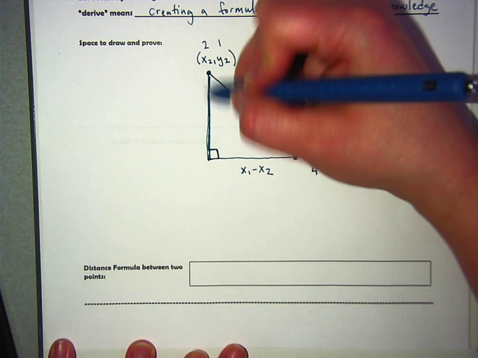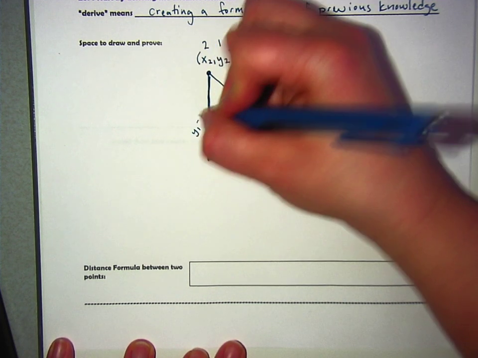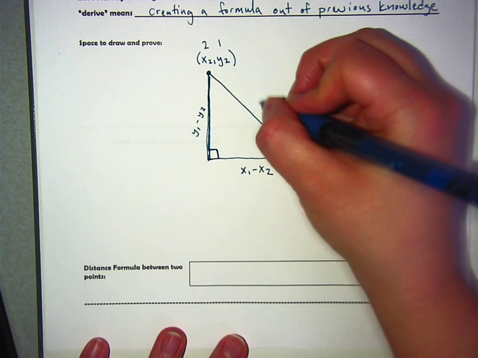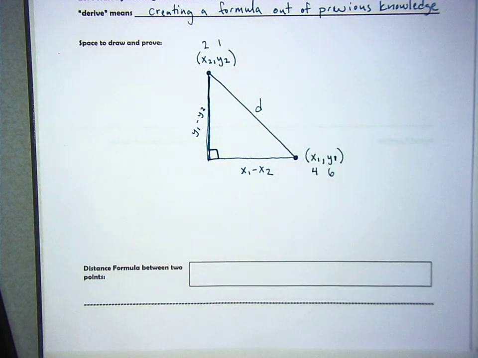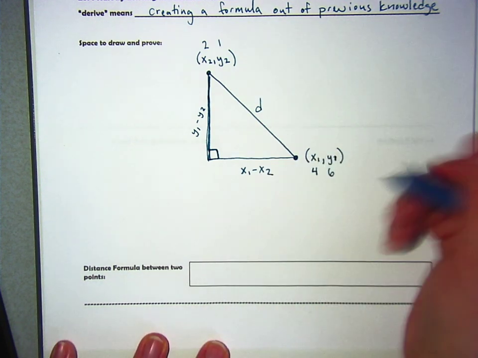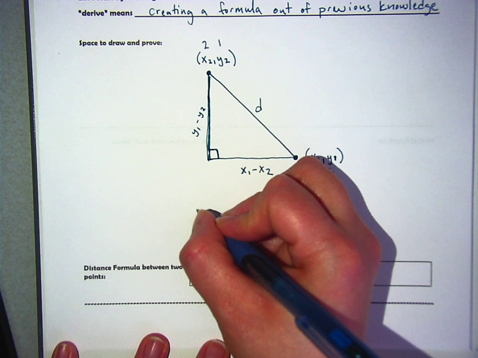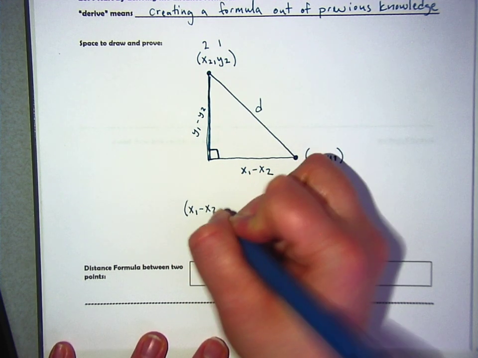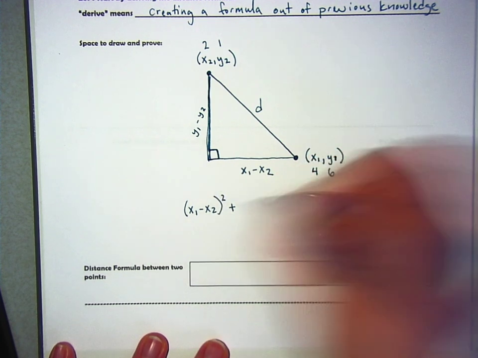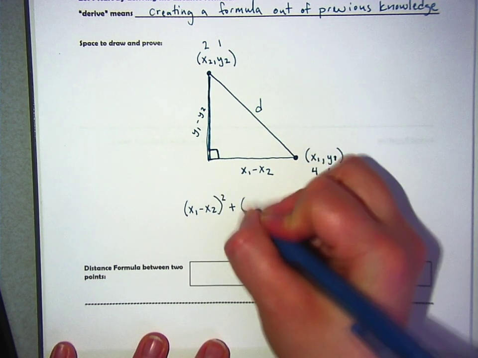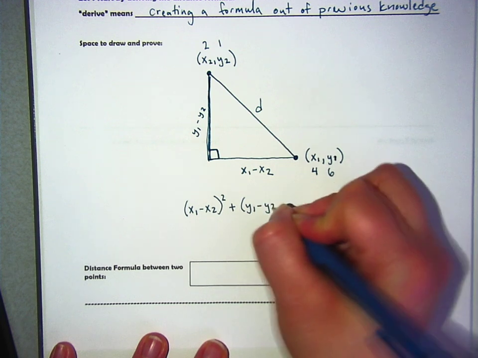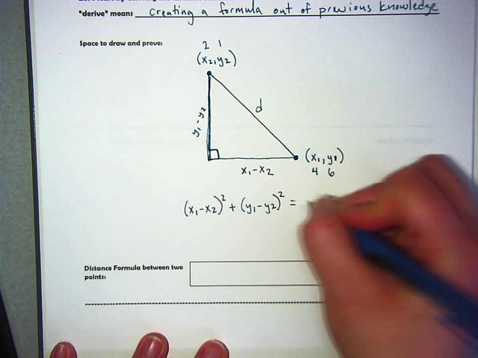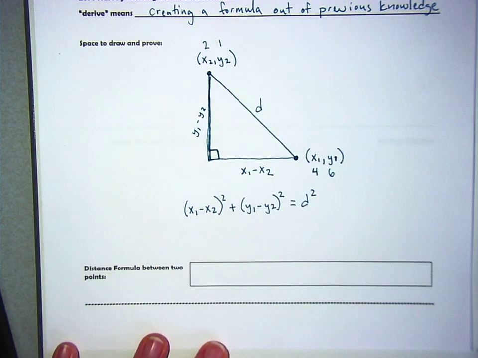And then how about here? This one's y1 minus y2. And this is what we're trying to figure out, d for distance. I definitely know the relationship between the sides and the hypotenuse in a right triangle. It is a squared plus b squared equals c squared, says Alondra. (x1 minus x2) squared, that's a squared, plus b squared equals c squared. So I'm just squaring each of the sides.